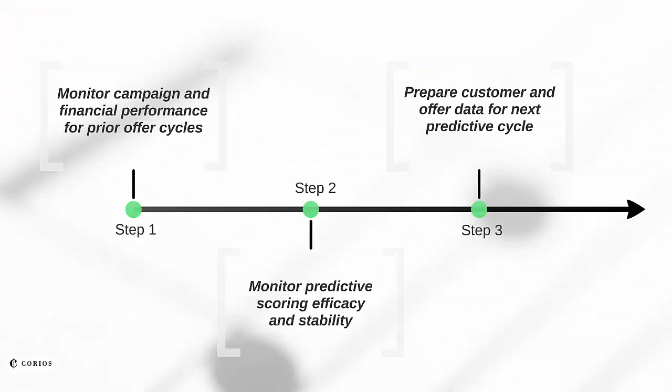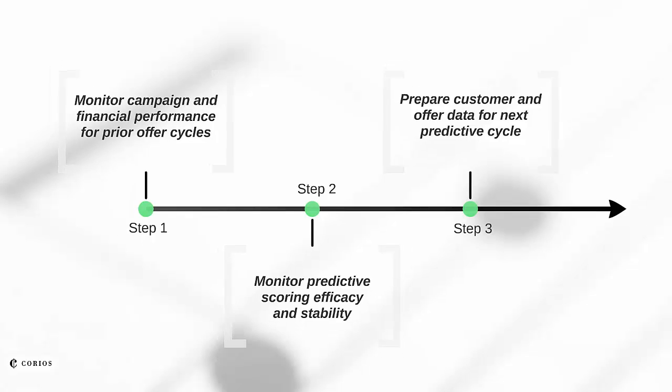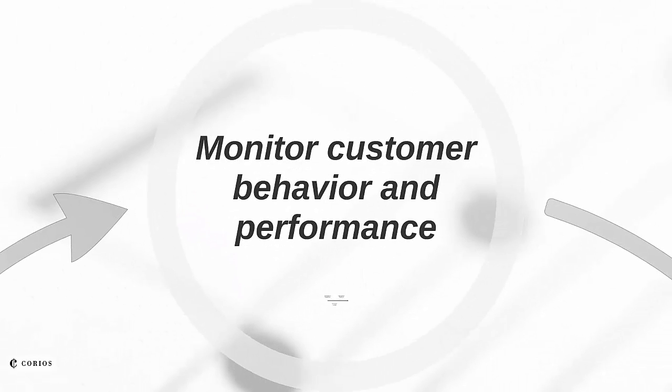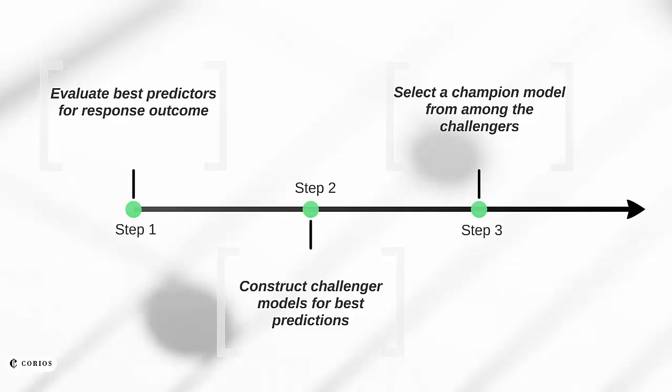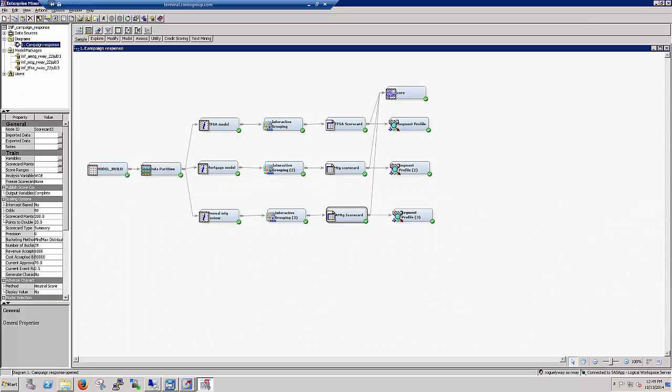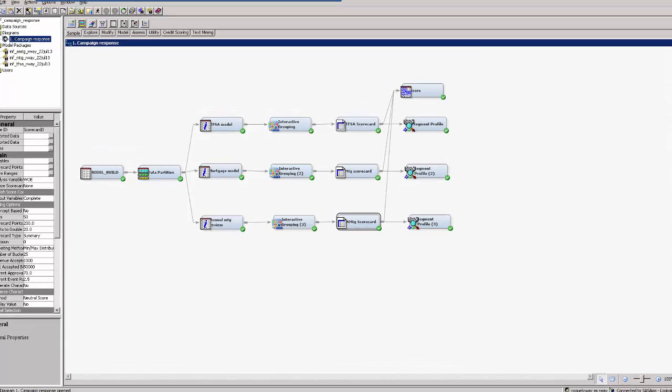Now that we've assembled the customer and offer data for the next predictive cycle, let's move to the next step in the process. We're going to evaluate the best predictors for each response outcome. We're going to build a variety of challenger models to identify which model makes the best prediction, and we'll pick the best model and promote it as our champion. Here's a process flow that depicts how we're going to build our 3 predictive models for 3 different offers that we've sent out in the past.